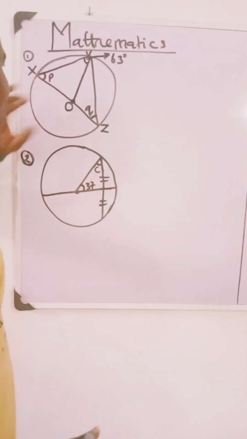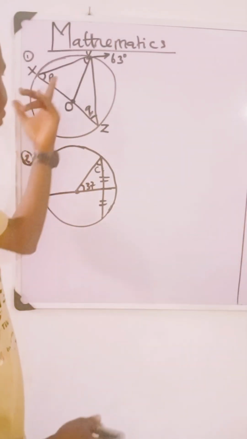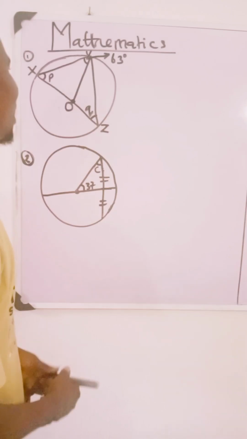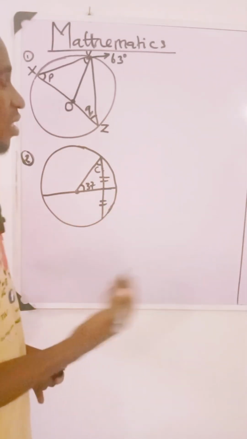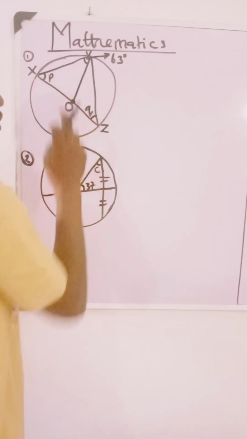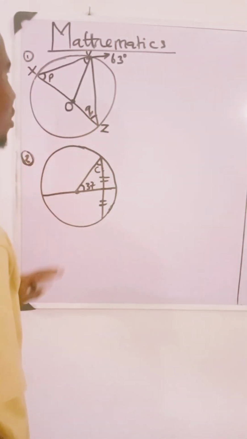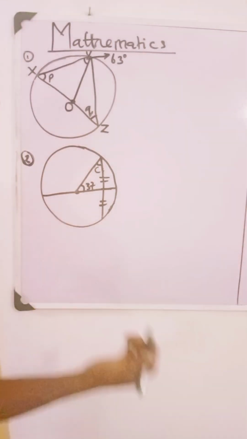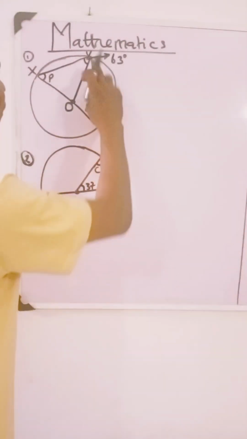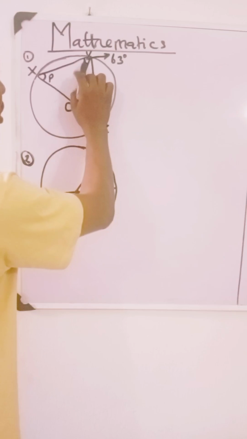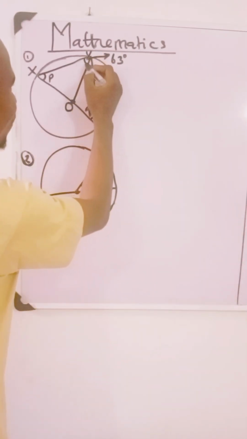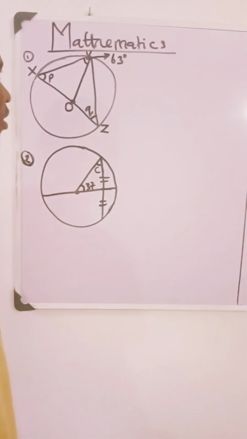Look at question number 1. If you study this circle with a triangle inside, you notice that the angles that we are expected to calculate are angle P and angle Q. They are the missing angles. For me to find angle P, I have angle 63 here. Look, 63 is only this side of the triangle, right?